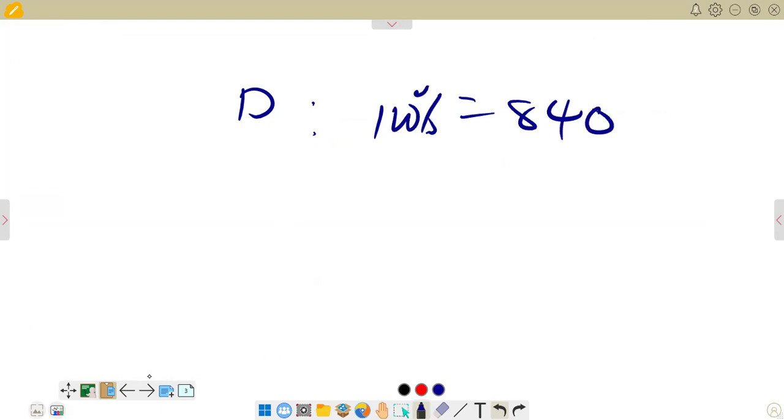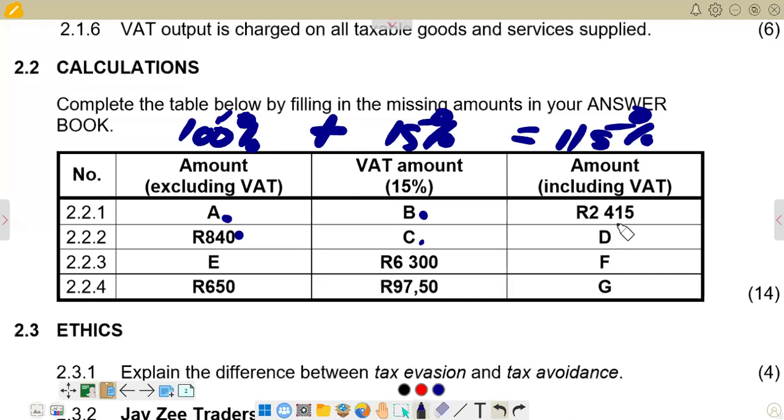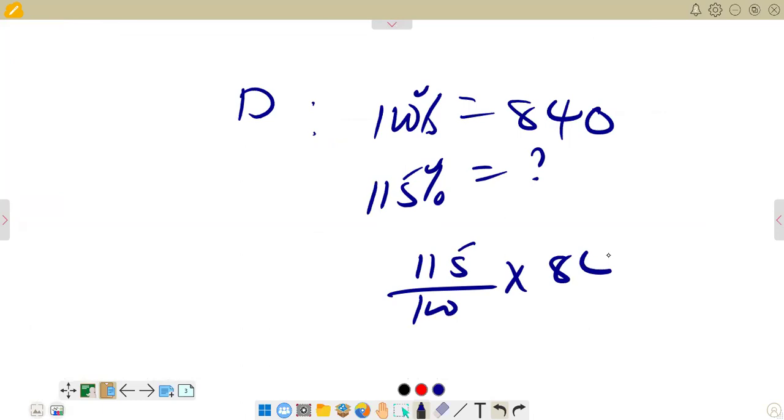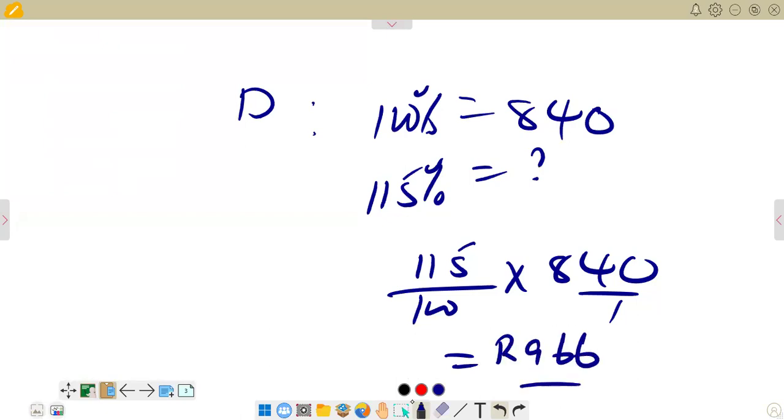And then for our D, 115% is the one that we are looking for. So what we don't have becomes the numerator, what we have becomes the denominator. Then we multiply by the given figure and see what you get for D. For D, you are getting 966. So here we have 966 as our answer.